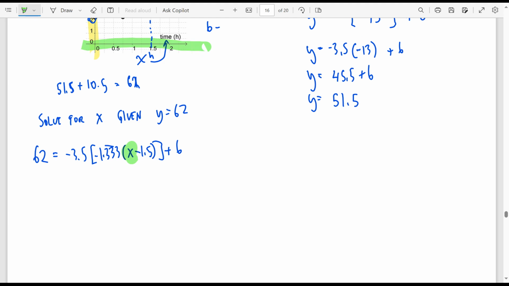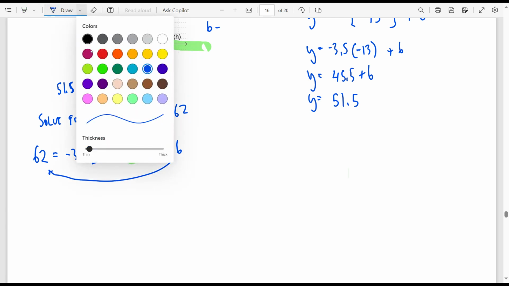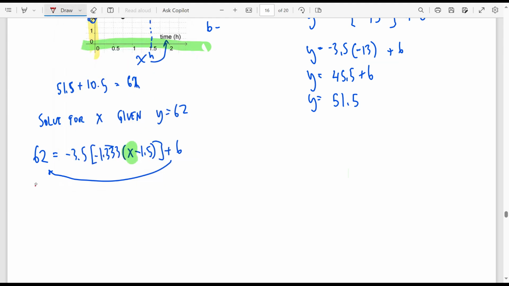Meaning, let's do everything on the exterior first before we go anywhere else. What I mean by that is, let's take this 6 and get him out of the way. So that's going to leave me with, when I subtract the 6 on that guy there, 56 is equal to negative 3.5, 1.333 repeating, x minus 1.5.